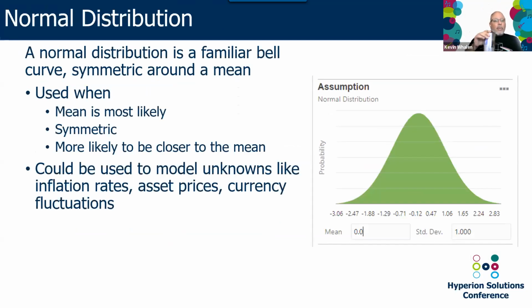The one that most people are familiar with is the normal distribution. This would be something like when you're playing craps, the 7 is at the middle of it, and it's the most likely outcome because there are the most chances of getting a 7, where the 2 and the 12 will be on the outside. So here I'm looking at the familiar bell curve. The mean is most likely, it's symmetric, but it tails off. This might be something like inflation rates, asset prices, or currency fluctuation, something where I have an idea that it's probably going to be here, but it could go off, though it's less likely as I move away a standard deviation. And you can see when I build using the normal distribution, I have two choices, the mean and the standard deviation.